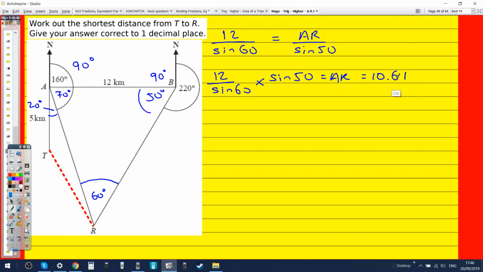To just do one more decimal place. 615. Okay. Gives us plenty.